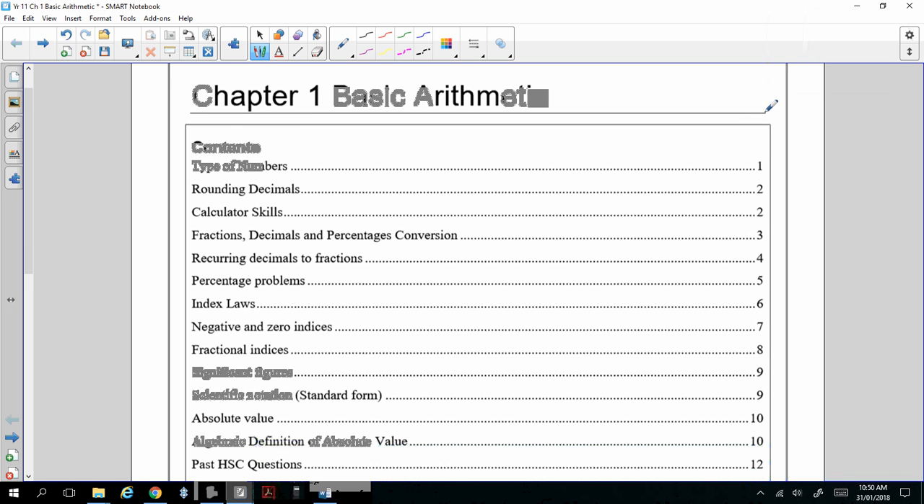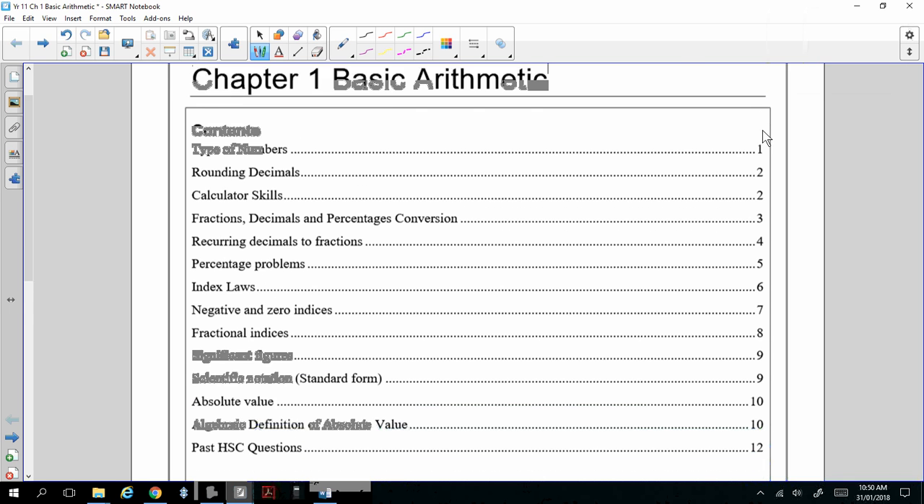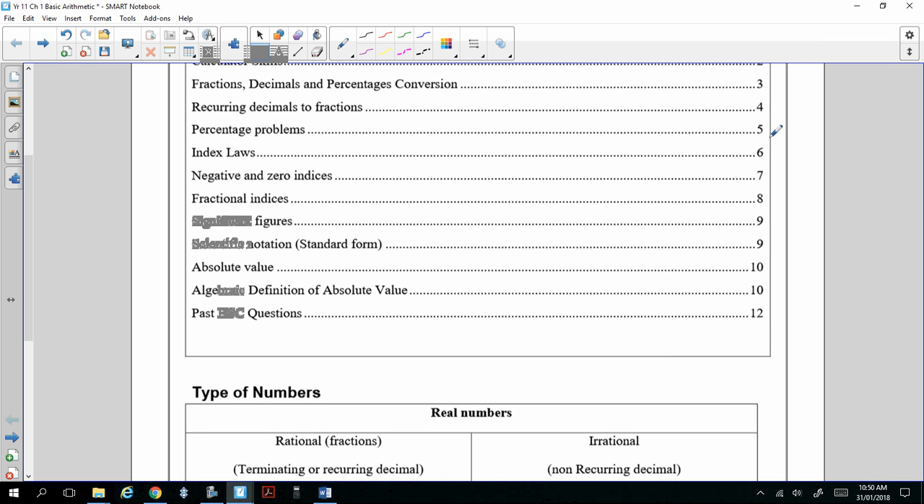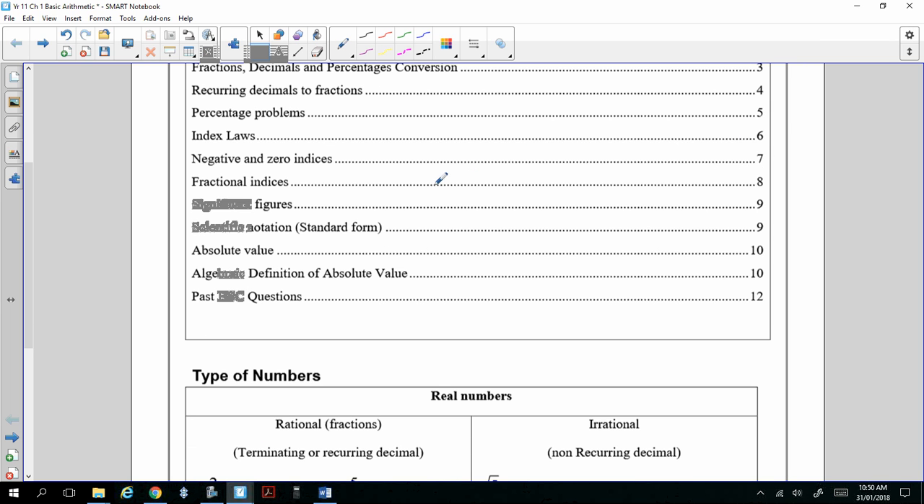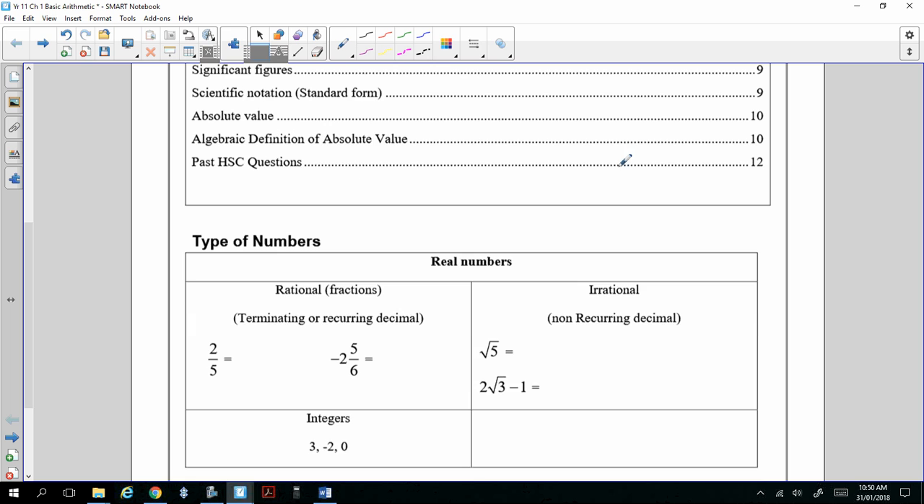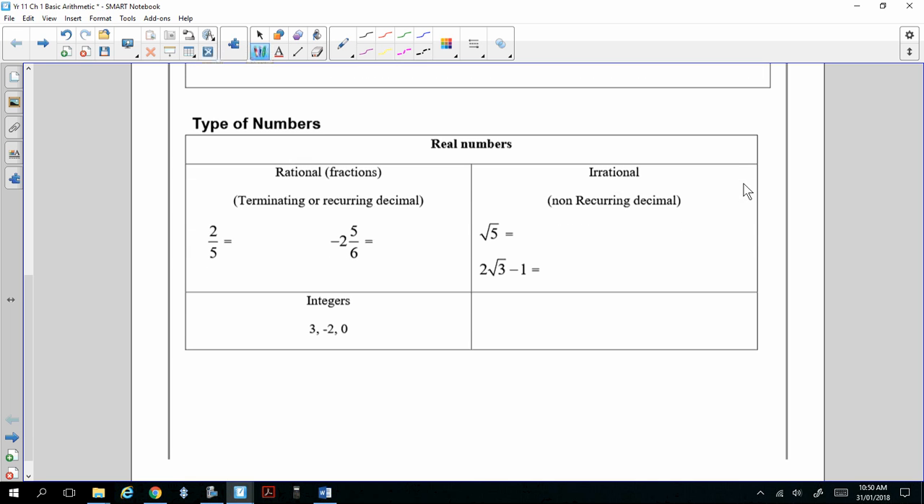Alright, okay, let's look at chapter 1. So we're going to look at chapter 1, basic arithmetic. So the majority is revision. There are some new work, so you need to pay careful attention. Now we're going to look at types of numbers.